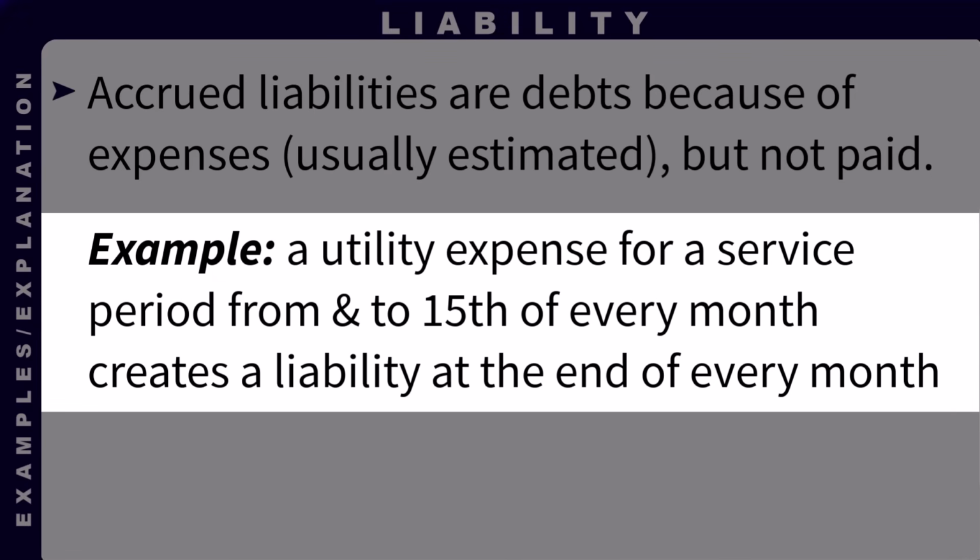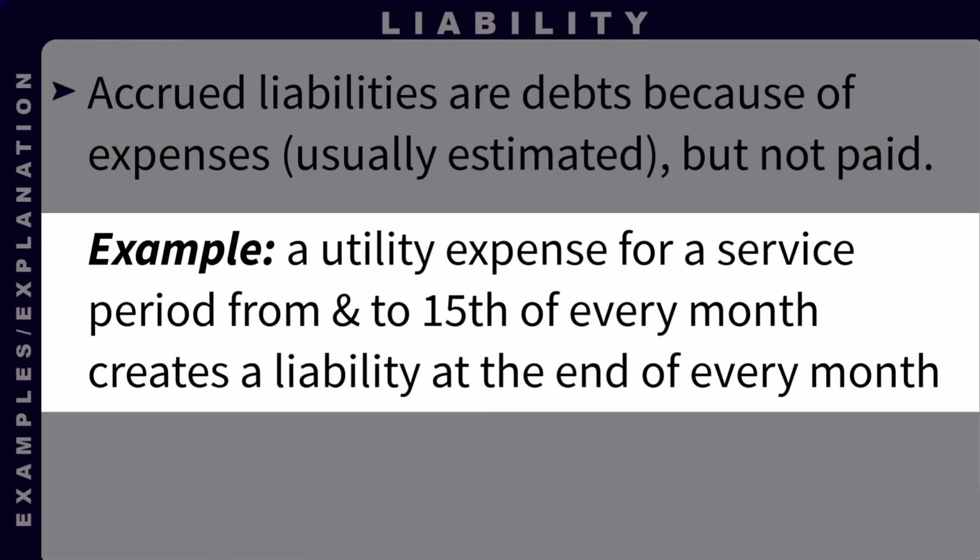A utility expense for a service period from and to the 15th of every month creates a liability at the end of every month. Here is why. Most companies, especially the big ones, update their accounting records every month. So, if a company pays its utility bill for service from the 15th of a month to the 15th of the next month, then at the end of every calendar month, there is always 15 days of unpaid service, right?